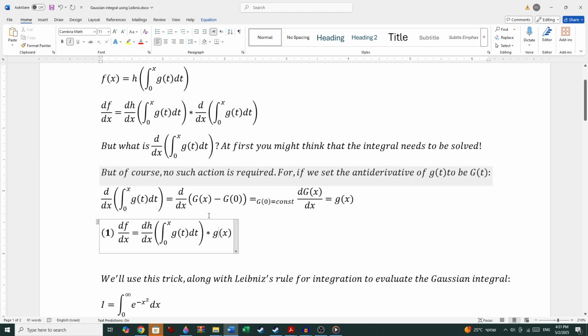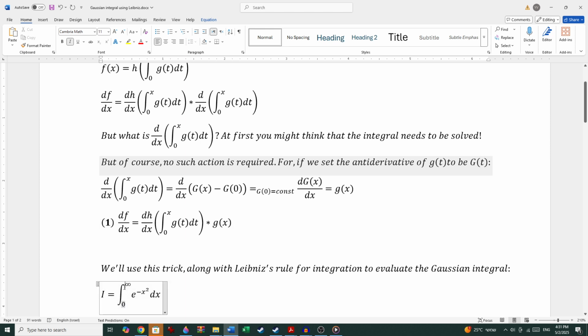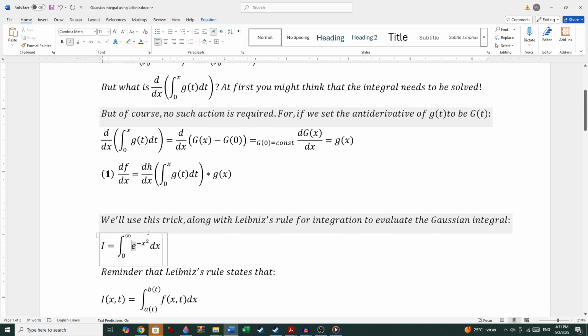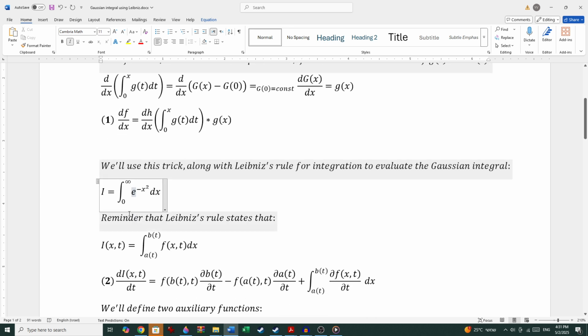And of course, I will remind you that this is the Gaussian integral, the integral from 0 to infinity of e to the minus x squared dx. Next, I will remind you of Leibniz's rule.